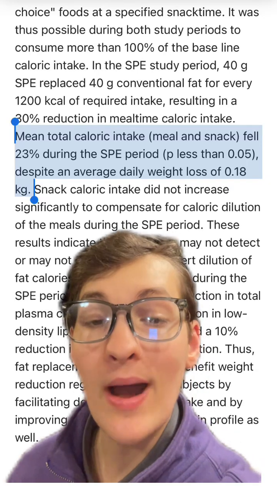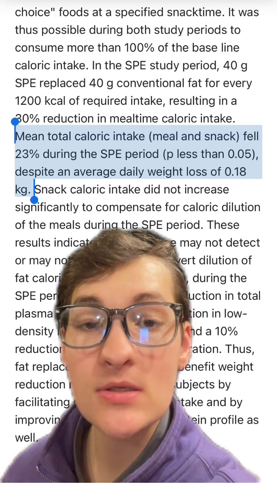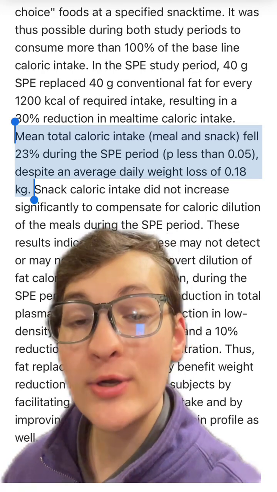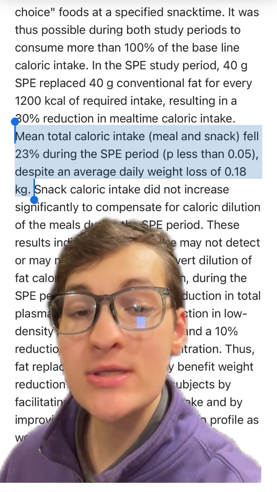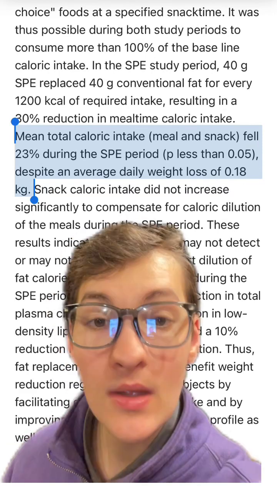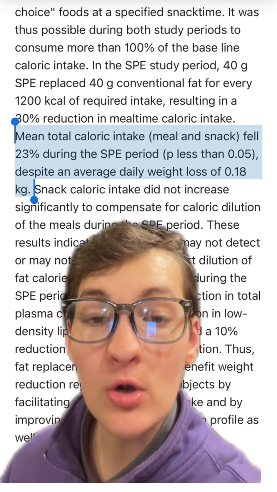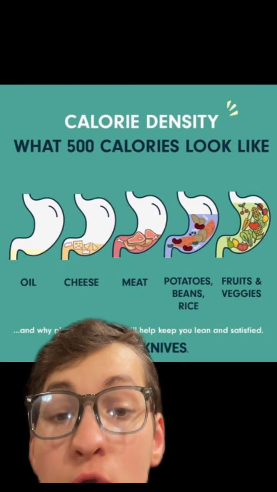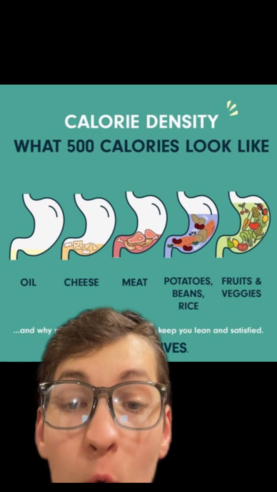I'm not saying to go out and consume non-absorbable fats. However, this does mimic what fiber does, as fiber can add bulk to a meal but reduce the amount of absorbable calories, therefore making that meal slightly more calorically dilute. Other foods that are calorically dilute include fruits, vegetables, and many whole grains.